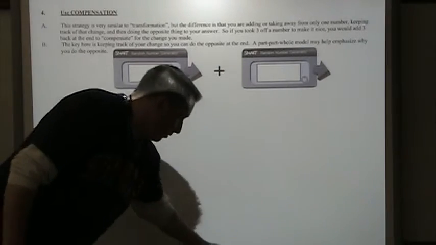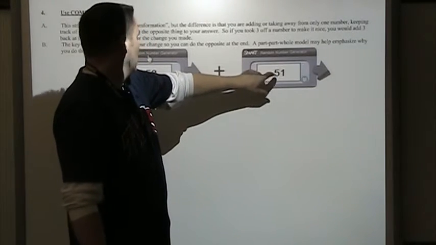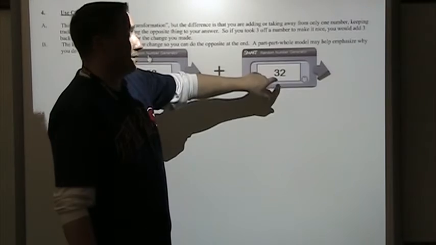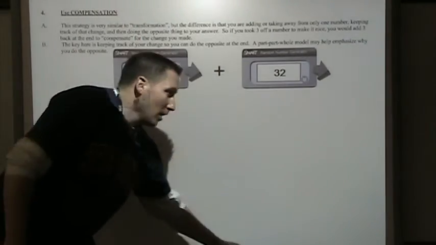So what happens is I'll get two numbers here, and we'll get numbers that I actually want to work with. Okay, so 53 and 32. I'll write those numbers down.